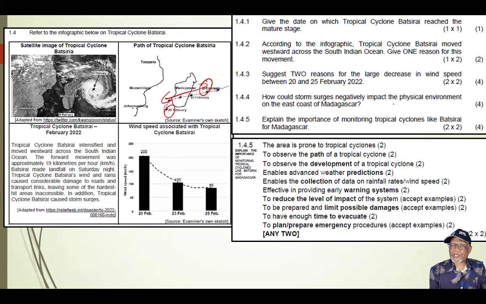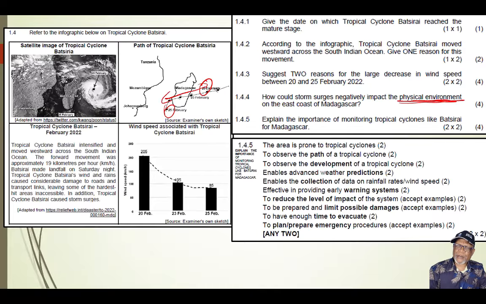How could storm surge negatively impact the physical environment? Now, we have already spoken about the impact on the physical or natural environment, so we are not going to go back and look at that. We said it causes soil erosion. We said it destroys natural vegetation.